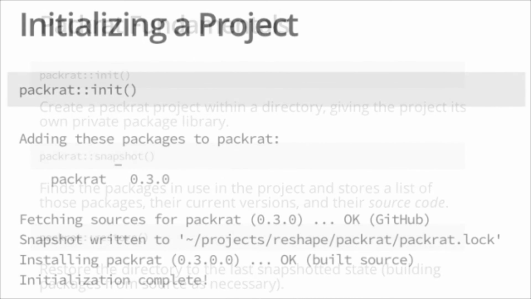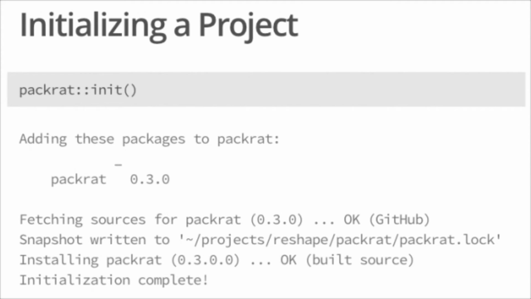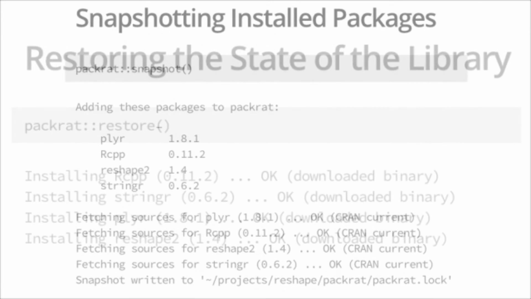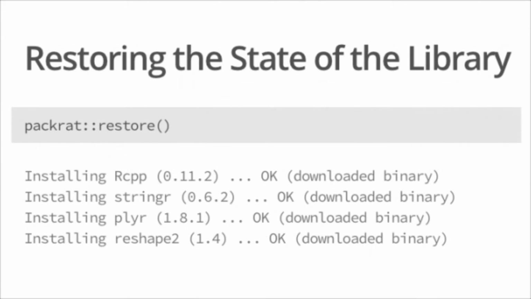So we saw this before, but a Packrat init on an empty project, we always need Packrat, so we'll grab that. When we snapshot, suppose we had a project dependent on reshape2, it's going to grab reshape2 plus the dependencies, so we get those as snapshots from the CRAN current. We get those sources, and it updates our log file. If we restore, we can also download the binaries of those packages that we depend on.